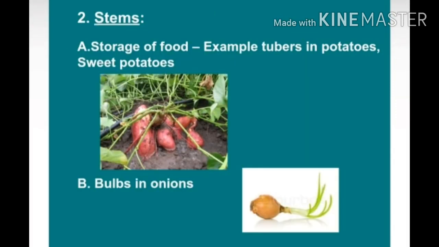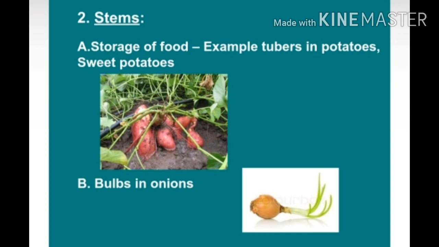Now, stem modification. For doing some additional functions, stems are also modified. For storage of food, for example tubers in potatoes. Sweet potato, these are not stems, these are roots. Bulbs in onion. So for storing food, these are modified or get swollen.